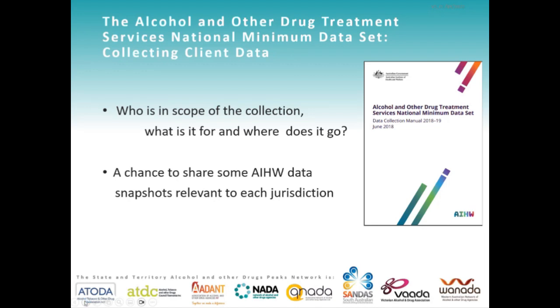So the scope of the Alcohol and Other Drugs Treatment Services National Minimum Data Set is specialist alcohol and other drug services delivered outside of hospital settings. It also excludes people who are accessing opioid dependence treatment with no other treatment being offered. So if someone was getting ODT but also accessing counselling, their counselling would be counted as part of this data set, but not their opioid dependence treatment.